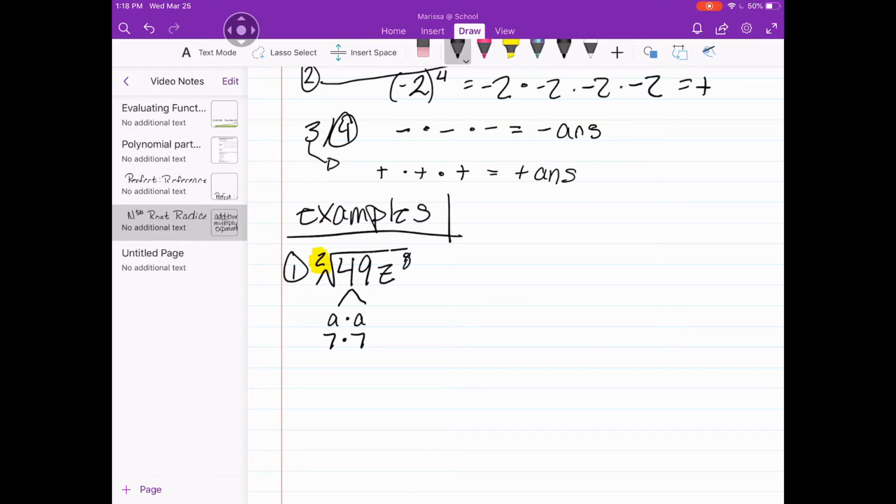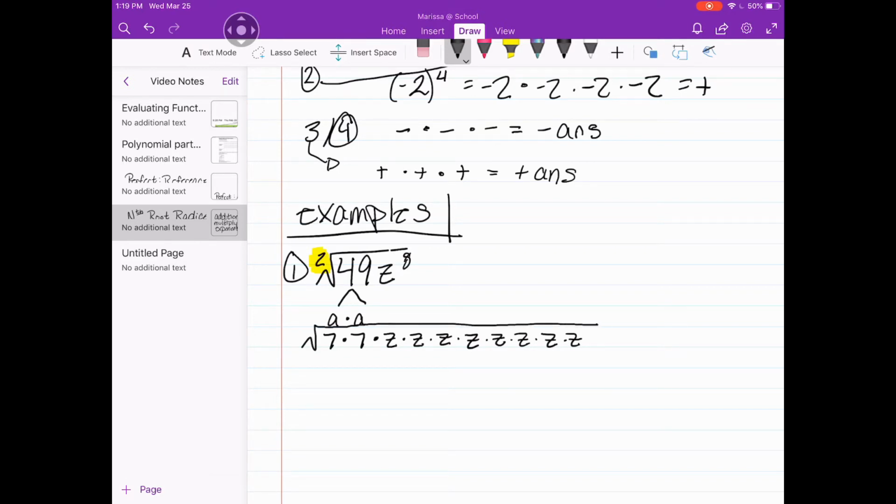The next thing that I'm looking at is I have z to the 8th power, so that means I'm doing z times z times z 8 times. So that's 4, 5, 6, 7, 8. So all I've done is I've elongated everything.